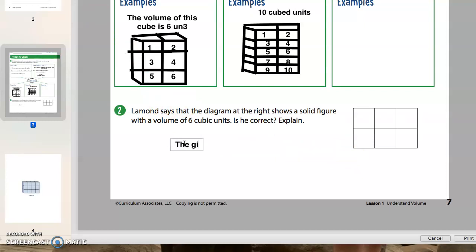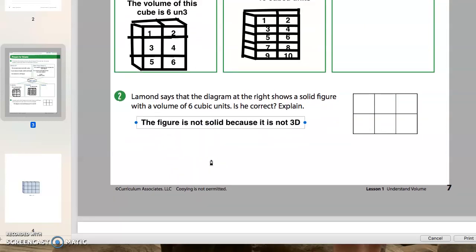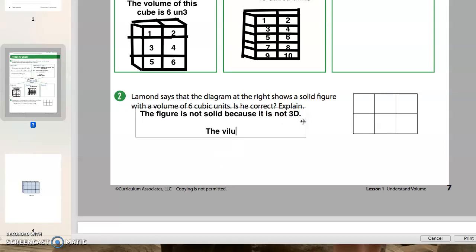So the figure is not solid because it is not 3D. Right? If it's not 3D, then it's not solid. Okay, and then the volume is length times width times height, right? Sometimes you'll see base, but I just want the teacher to know that you know that it has to be this bottom and the top and the side.